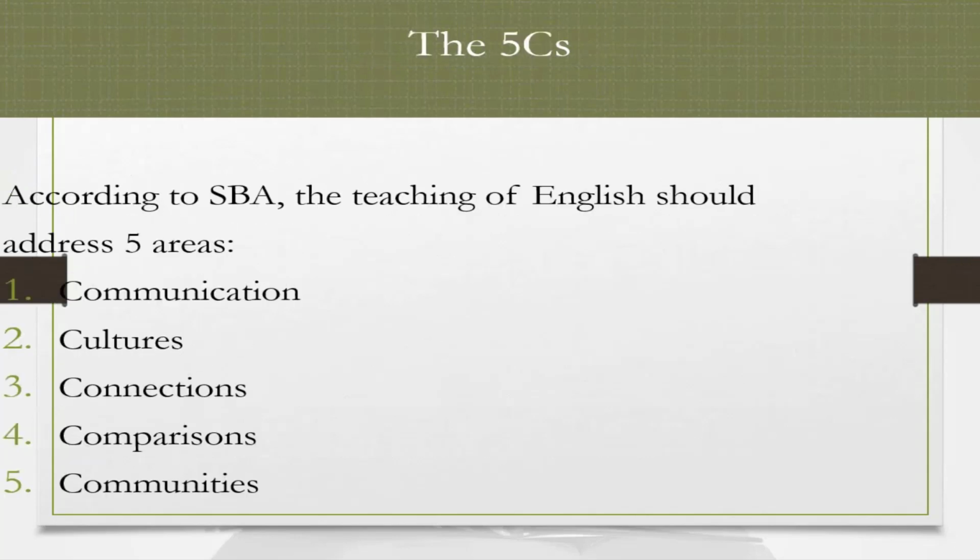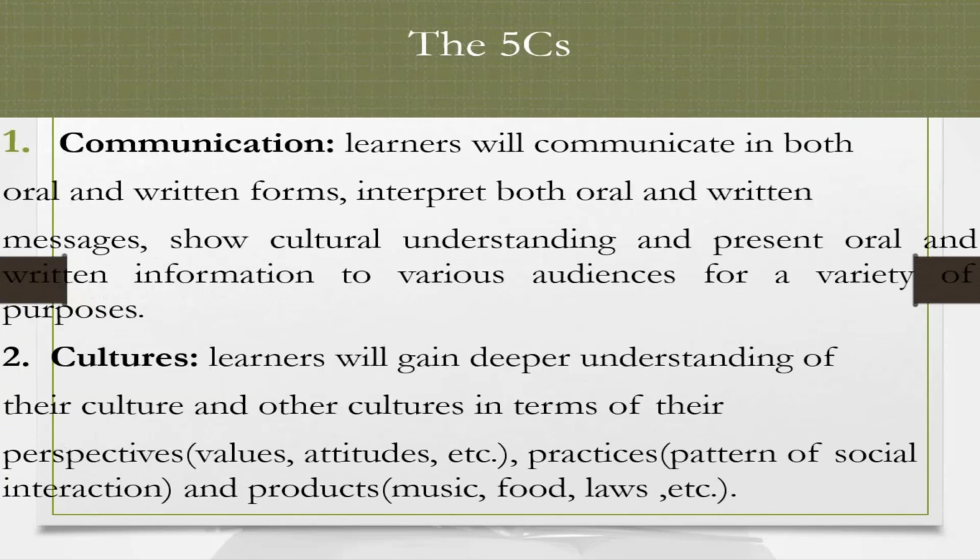شنو هما السي 5؟ شنو بان لكم في هاد السي 5؟ well سي 5 كما كتشوفوا عندنا في السلايدز according to SBA the teaching of English should address 5 areas. شنو هما الخمسه ديال ال 5 areas؟ كاين عندنا الكوميونيكيشن، الكالتشرز، كونكشنز، كونفرجنس، الكوميونيتيز. وفي النكست سلايد غادي نتعرفوا على شنو هما هاد الكوميونيكيشن كيفاش زعما.